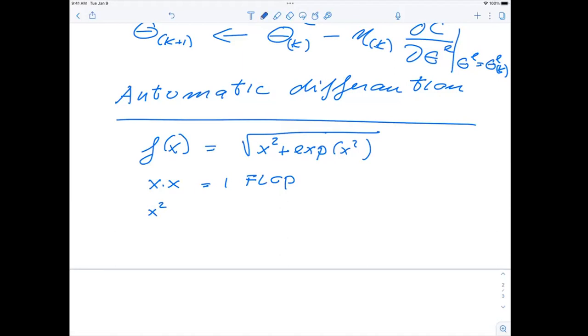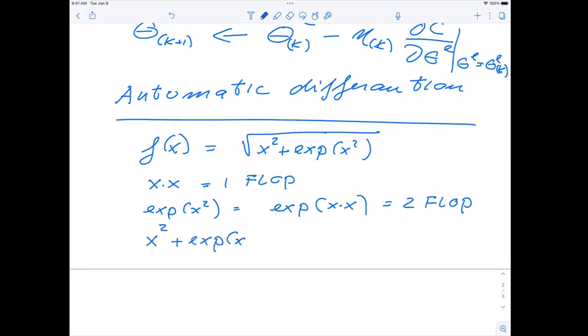So if we look at the exponential of x squared in a very brute force way, we would think of this as the exponential of x times x. That is going to give us two floating point operations. Here it's natural to actually calculate x squared and store that as a variable and not feed that into the exponential. But let's now just treat this as a very stupid way of setting up things.